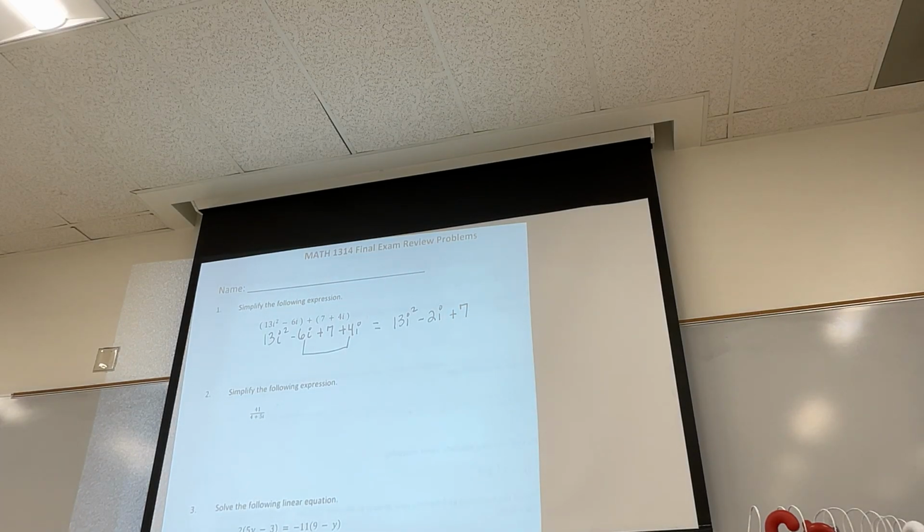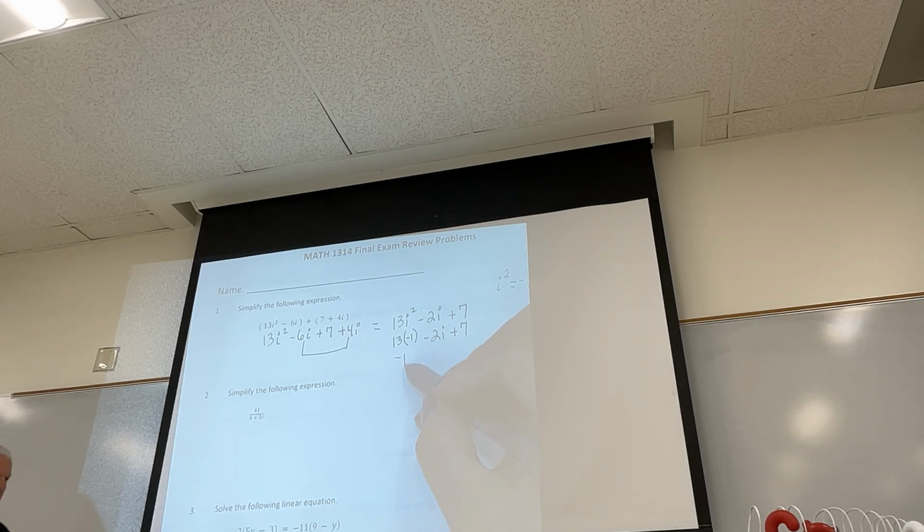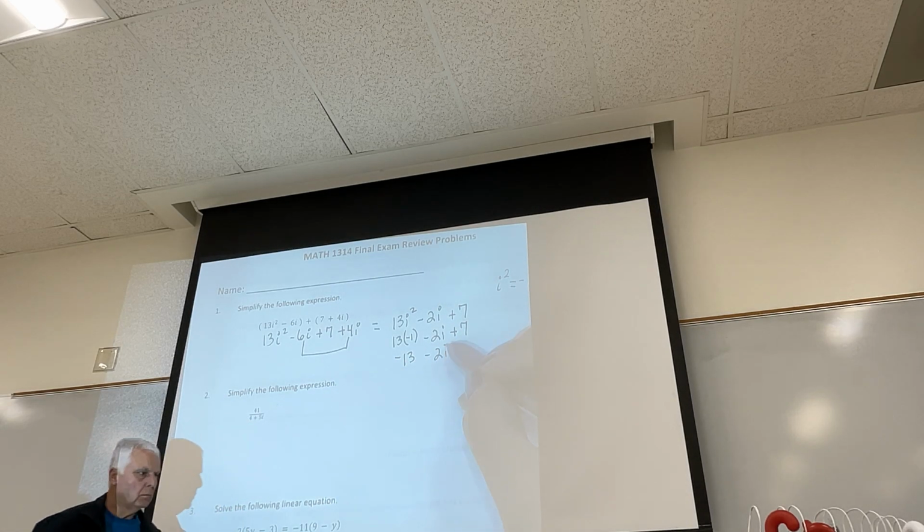Do I have any other like terms here we can combine? No. Is it written in order? What does order mean? Well, we have an i squared. Can we leave that like that? No. What's i squared? Okay. i squared equals a negative 1. So that means we substitute, because this is 13 times that. So that's a parenthesis, or you're doing it in your head, which is fine. Minus 2i plus 7. So we have negative 13 minus 2i plus 7.